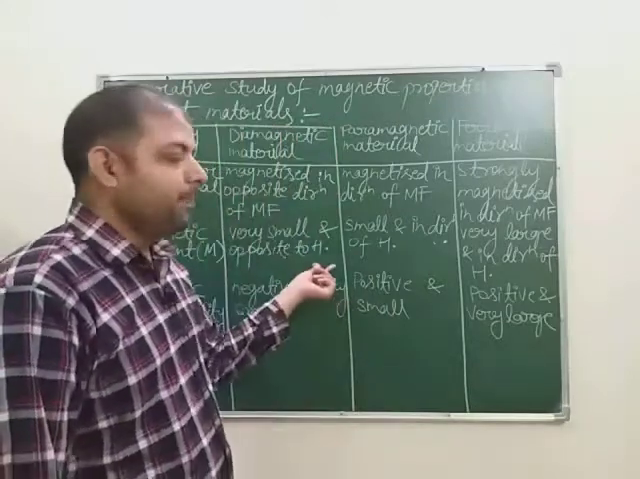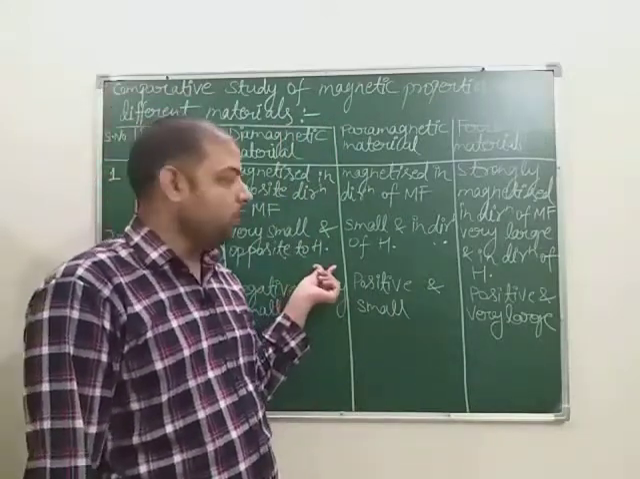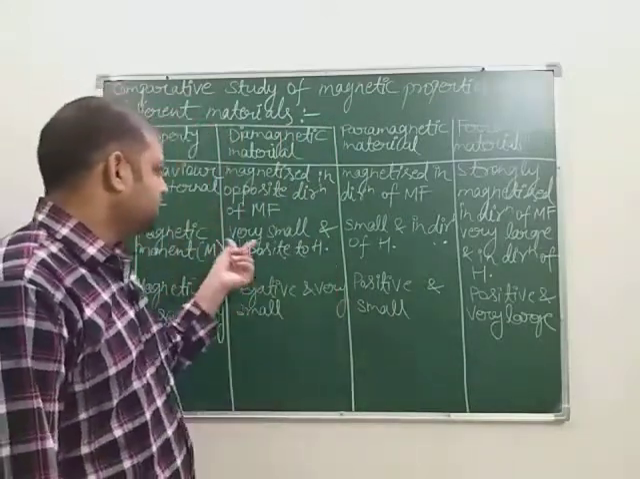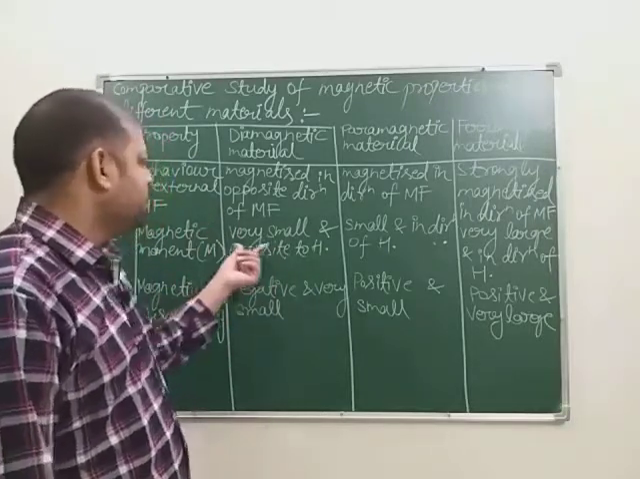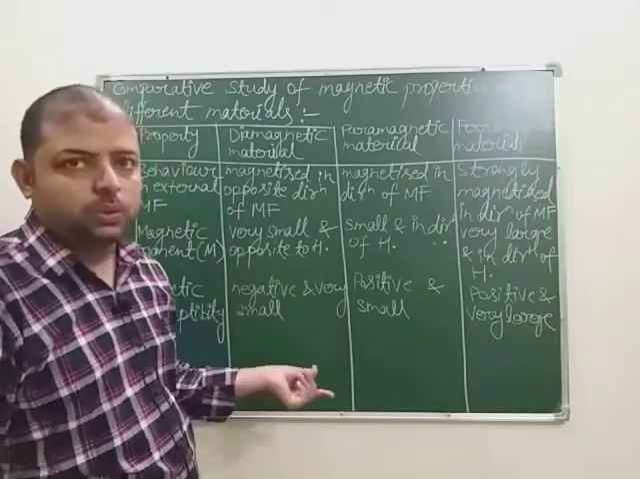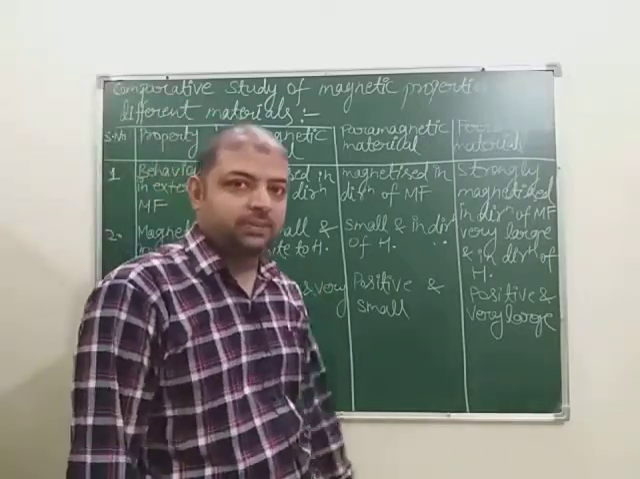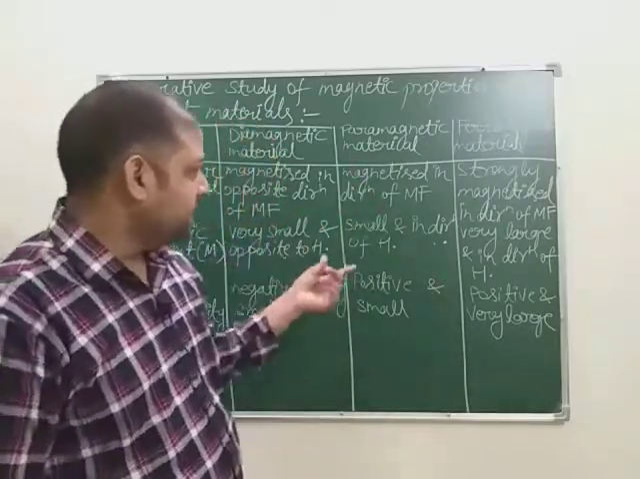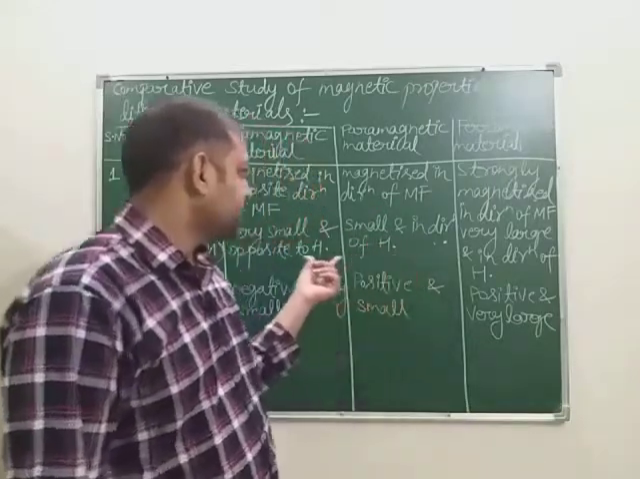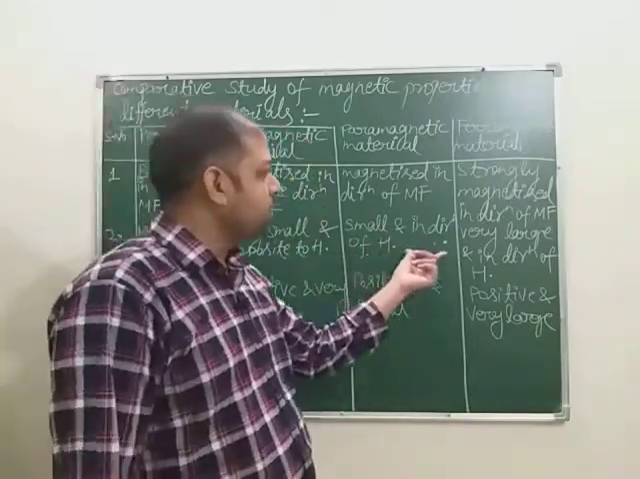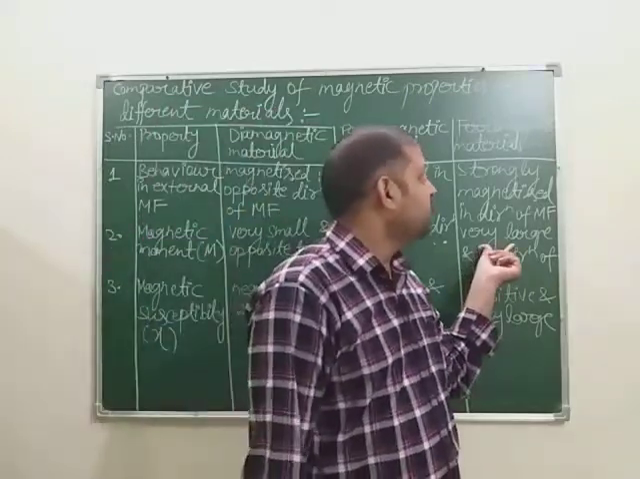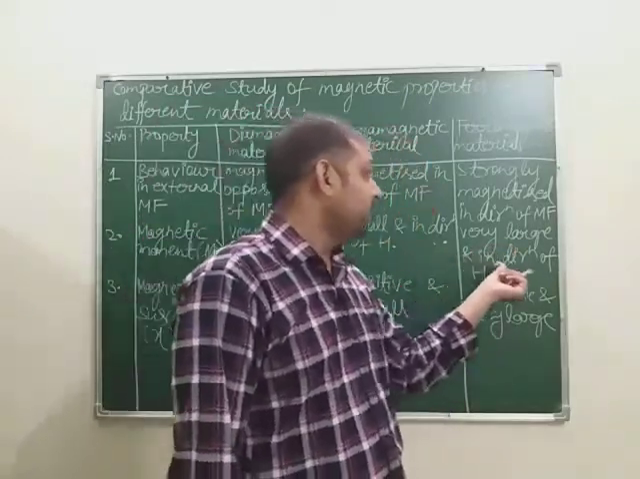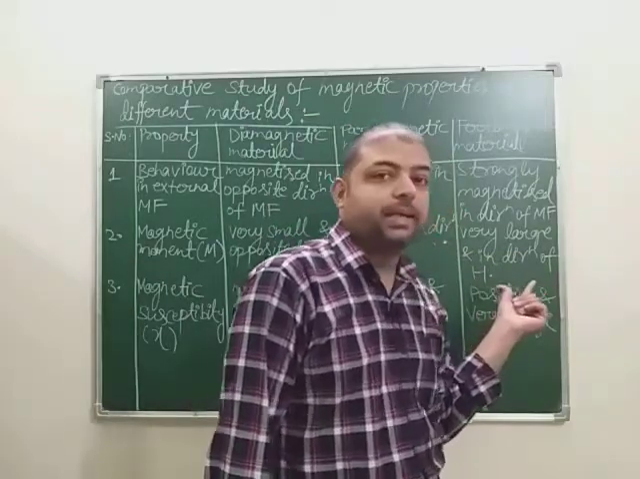H is called the magnetizing field. For diamagnetic materials, the magnetic moment is very small and opposite to H, the magnetizing field. For paramagnetic materials, the magnetic moment is small and in the direction of the magnetizing field, and the magnetic moment for ferromagnetic material is very large and in the direction of H, the magnetizing field.